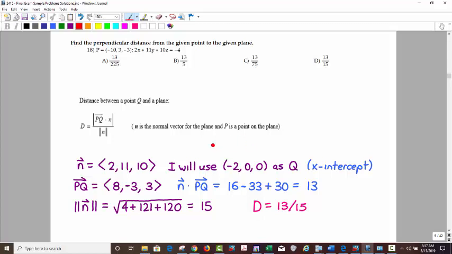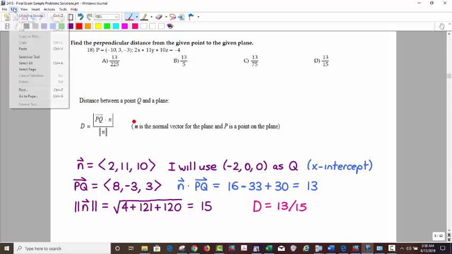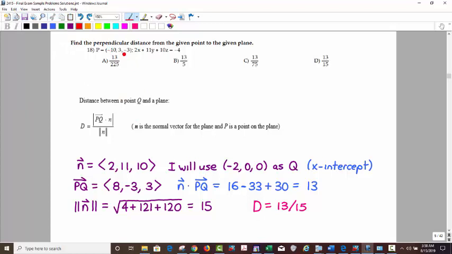So I'll calculate the PQ vector. And it won't matter if it's PQ or QP. That won't matter at all. So you calculate the difference between P and Q. So it looks like I did Q: negative 2 minus negative 10 would be 8. 0 minus 3 would be negative 3. And 0 minus negative 3 would be positive 3. But the other way would have been fine. And then, of course, the normal vector is the coefficients of x, y, and z: 2, 11, and 10. So we dot these two together, and we end up with 13.